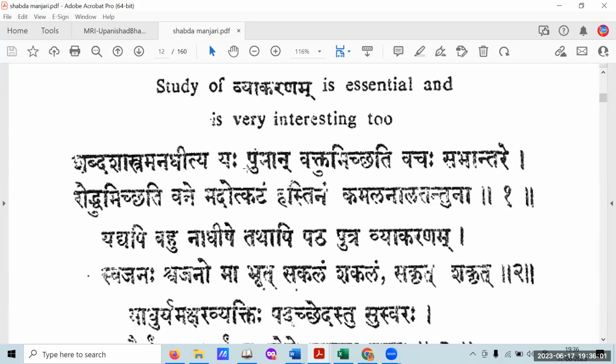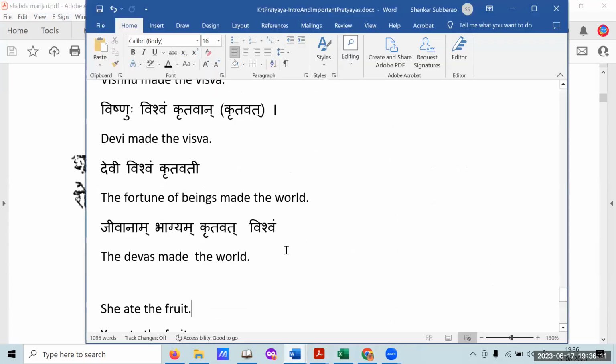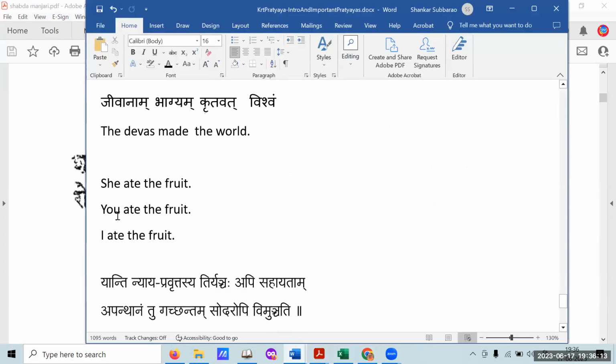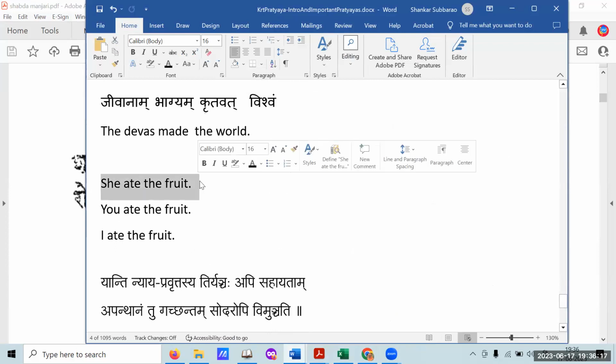Now let us say I ask you, suppose I want to say, she ate the fruit. Just give me a second, let me bring up my document again. You want to use kridanta. Khad is a dhatu. Sa phalam khaditavati. Correct.